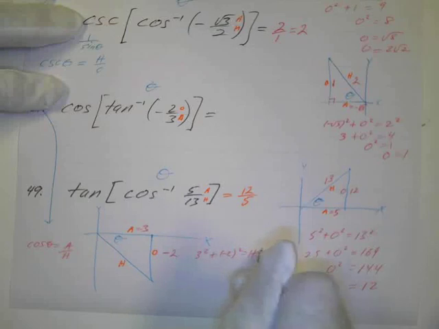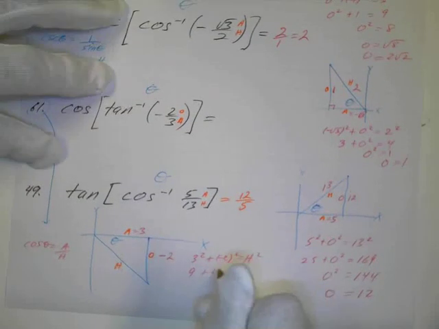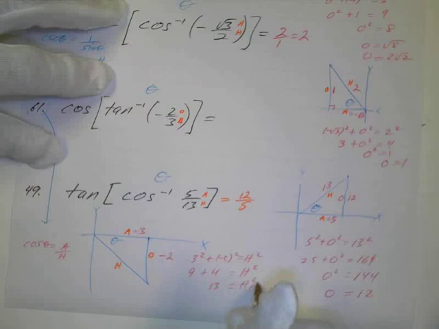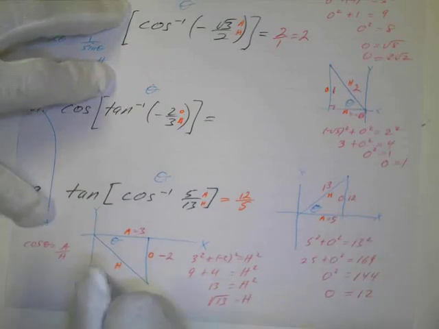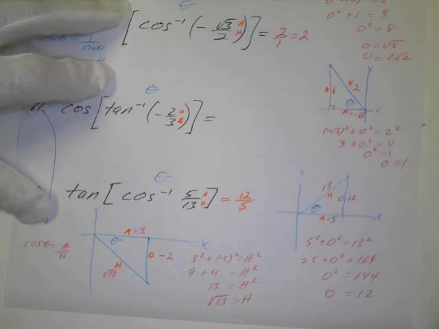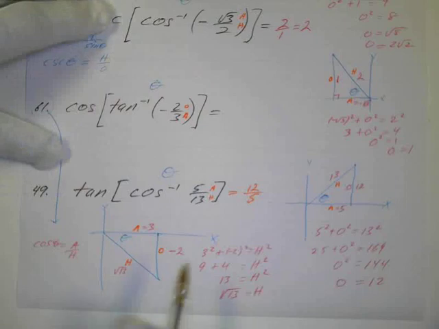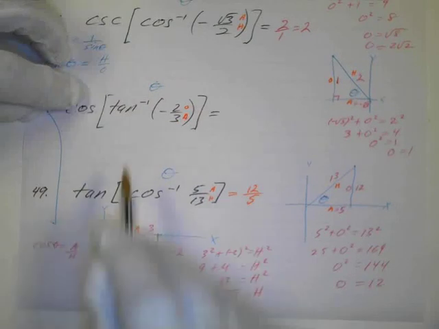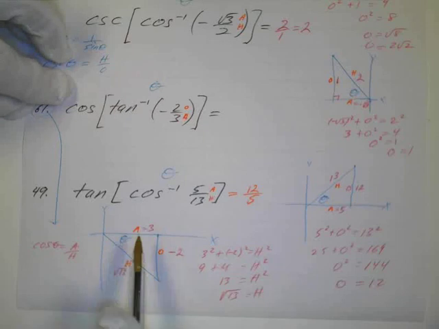3 squared plus negative 2 squared equals h squared. So that's going to be 3 squared is 9, and 2 squared is 4 equals h squared. So 13 equals h squared. So the square root of 13 equals h. Okay, so now I got h as the square root of 13. I hope you can see that. And remember, this is theta. This is theta over here.